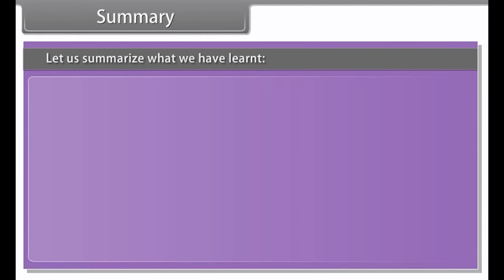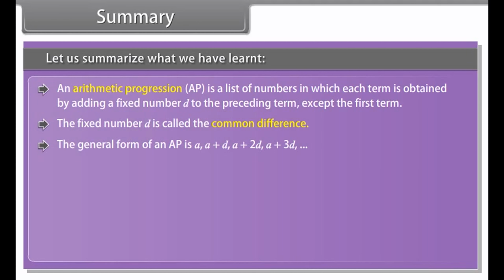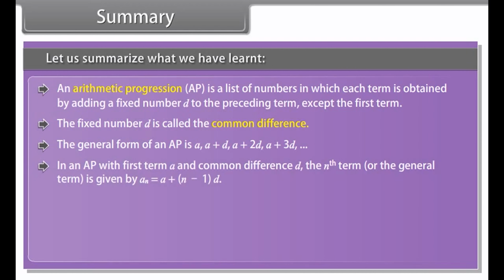Summary. Let us summarize what we have learned. An arithmetic progression AP is a list of numbers in which each term is obtained by adding a fixed number d to the preceding term, except the first term. The fixed number d is called the common difference. The general form of an AP is a, a plus d, a plus 2d, a plus 3d, and so on. In an AP with first term a and common difference d, the nth term or the general term is given by an is equal to a plus n minus 1 into d.